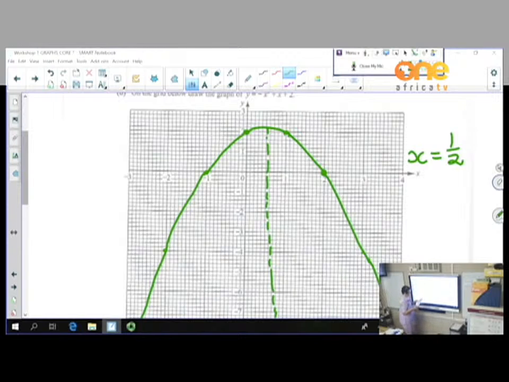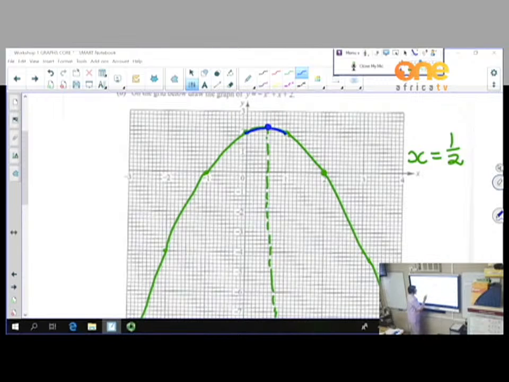Then they say, use your graph to find the maximum value of y. Now, the maximum value of y is this one. And that's why I said you have to draw it round, because the answer is not 2. It's higher than 2, because we must make that curve there.